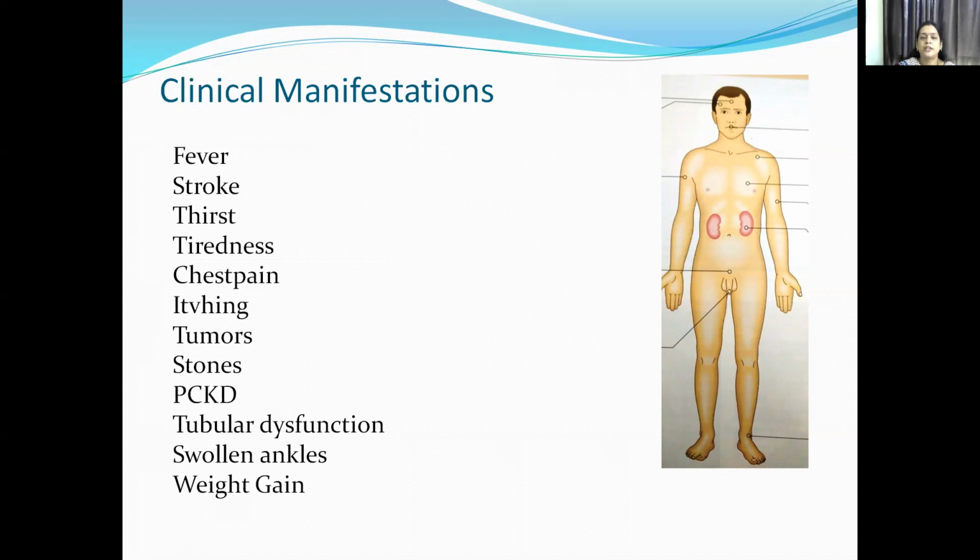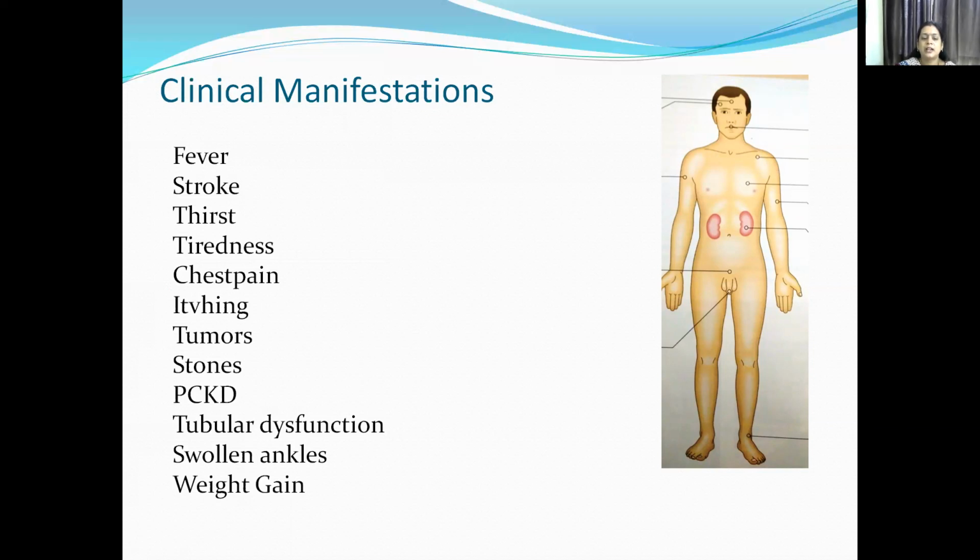Tumors. Renal cell carcinoma can occur, and then urinary bladder tumors that can have problems. Then stones. Whenever there is excessive or abnormal accumulation of end products like cysteine and oxalates, these will cause stone formation.